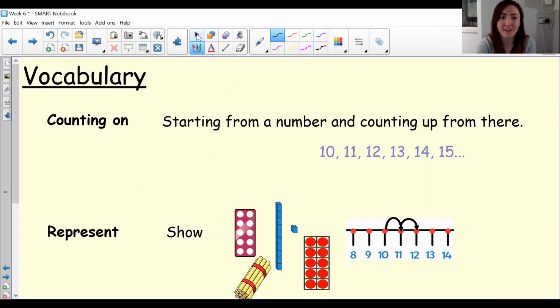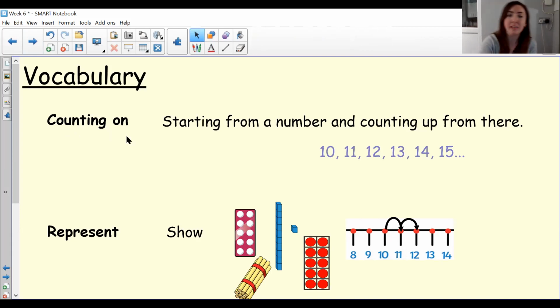Okay, so today's vocabulary, the main things we're going to be looking at is counting on, which as we know means starting from a number and counting up from there. So here's an example of counting on from 10, 11, 12, 13, 14, 15. Okay, that's what counting on means. And represent is just a fancy word for show, basically. So if you have to represent something, it means to show it.